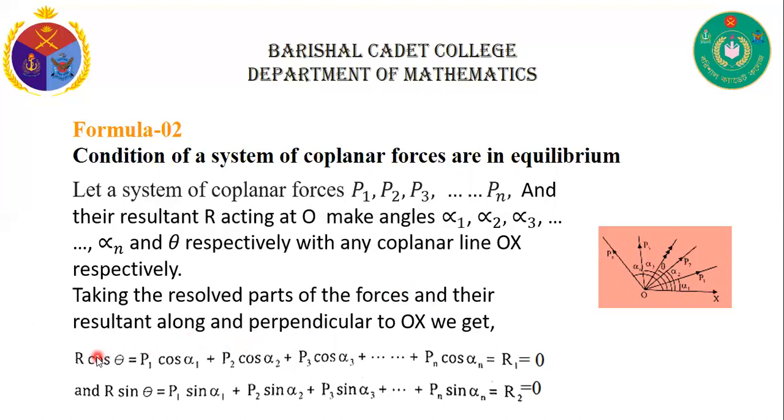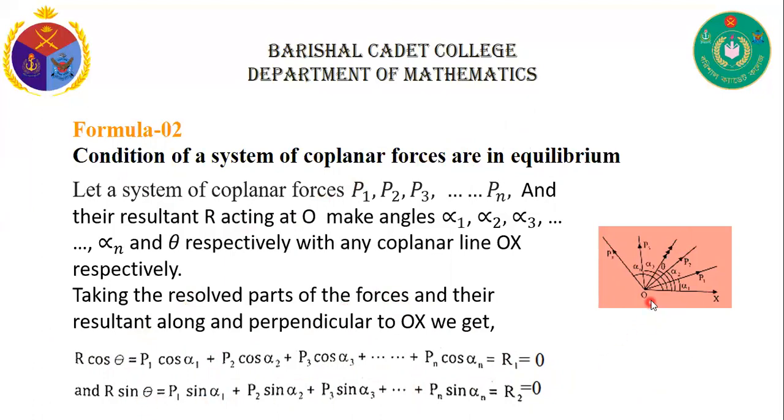So R cos theta is the resolved part of the resultant along OX, and P1 cos alpha 1, P2 cos alpha 2, P3 cos alpha 3, and Pn cos alpha n are the resolved parts of the forces P1, P2, P3, Pn along OX. The sum of these resolved parts equals the resolved part of the resultant, and that is equal to 0, because we know that the forces are in equilibrium, so the resultant is 0.